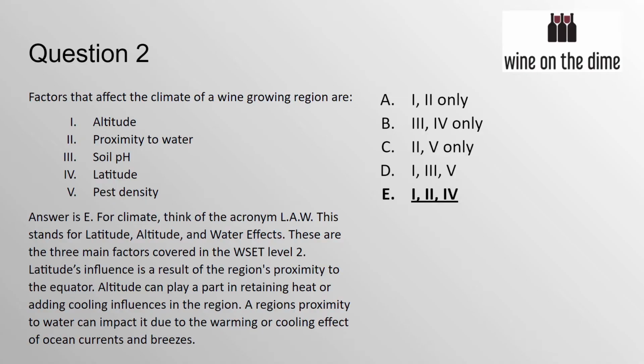The answer for this one is E. For climate, think of the acronym LAW. This stands for latitude, altitude, and water effects. These are the three main factors covered in the WSET Level 2. Latitude's influence is a result of the region's proximity to the equator. Altitude can play a fair part in retaining heat or adding cooling influences into the region. And a region's proximity to water can impact it due to the warming or cooling effect of the ocean's currents and breezes.